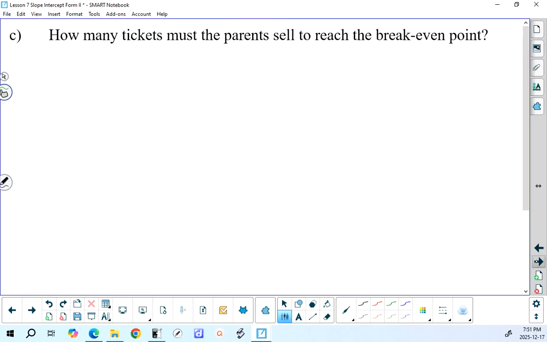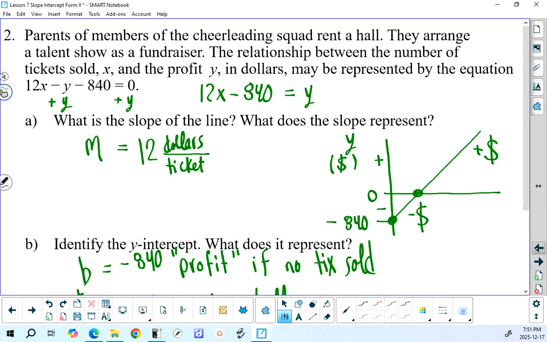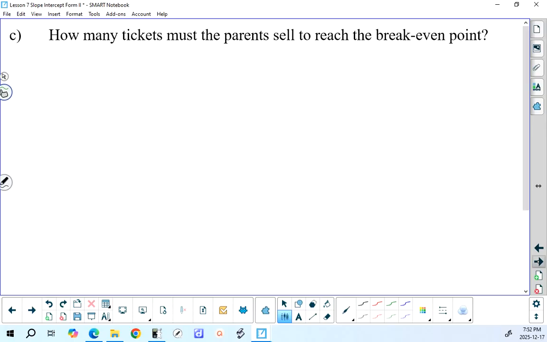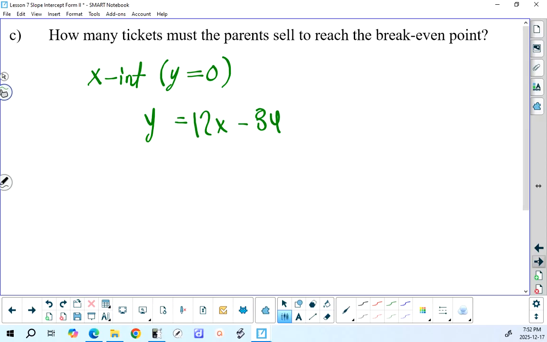How many tickets must the parents sell to reach the break-even point? Well, the break-even point is right here. This is the break-even point, and that's where y is equal to 0, because we can see it's equal to 0 there, or because it's really an x-intercept. So we want to find the x-intercept, which is where y equals 0. We have y equals 12x minus 840. So 0 equals 12x minus 840.